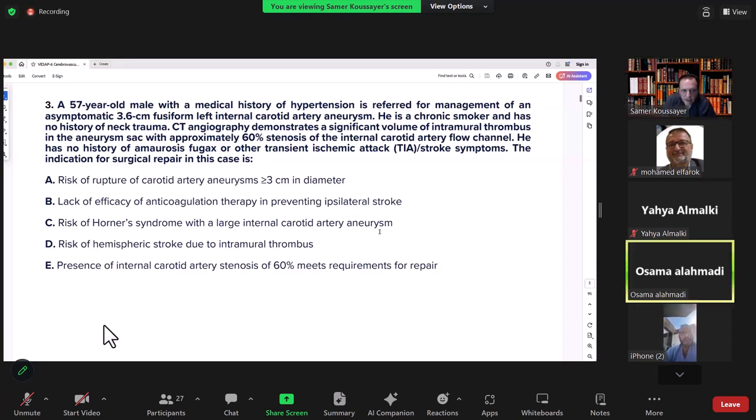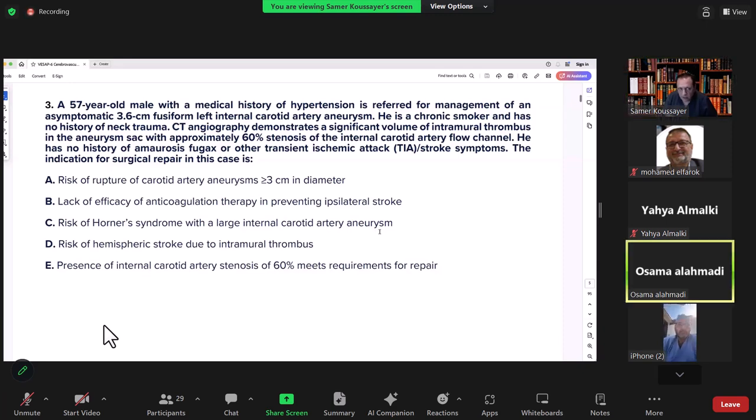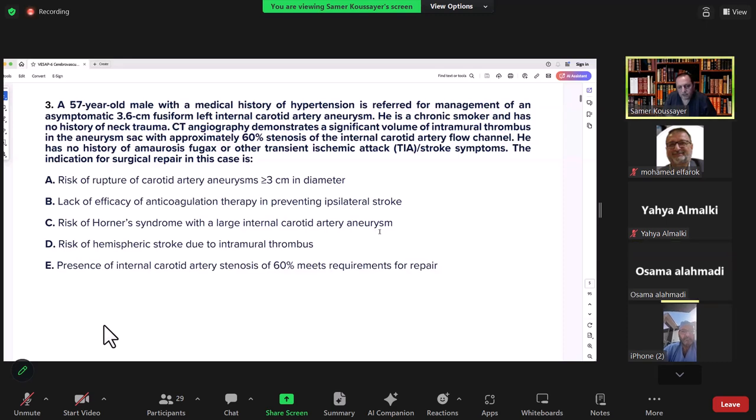Because the presence of internal carotid stenosis, yes, 60%. So this 60% is not an indication. Well, let's say 70%. A symptomatic patient? No, I'm saying the indication for surgery, because they say it is causing 70% stenosis. 70% stenosis in a symptomatic patient. Yes, it's considered an indication.